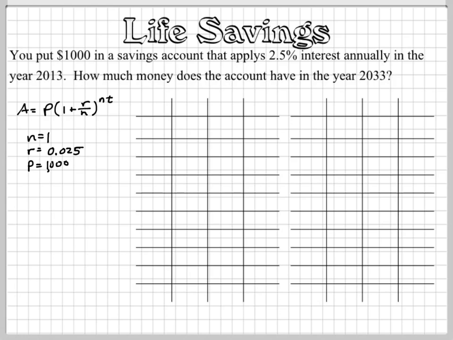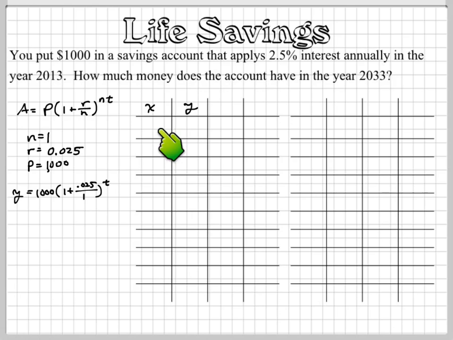Okay, so our function would actually look like this. A equals 1,000 times 1 plus 0.025 over 1 raised to the 1 times t. So we don't really need that 1 right there. We just need a t right there. Now for the table, this will be your x and this will be your y. Right now our y is the A. So you can change that if you want to. We can change that to say y right there. What's our x though? T.